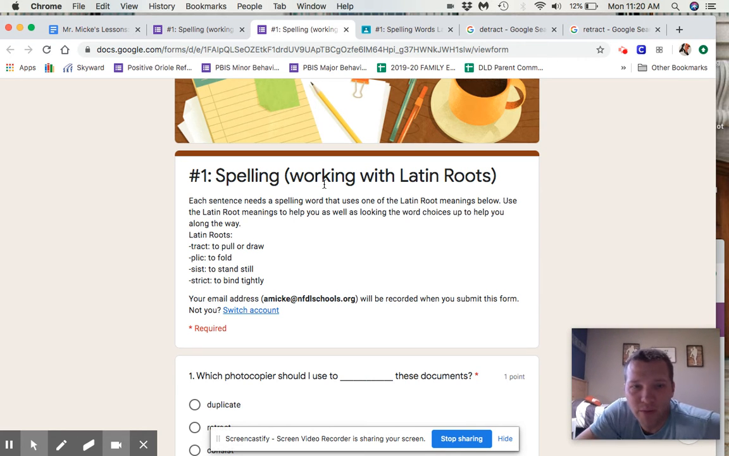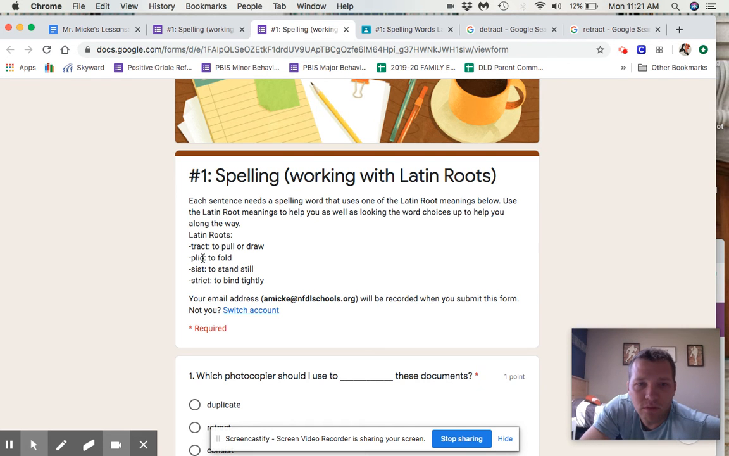It's working with Latin roots, okay? All of the words that we're going to be working with are going to have one of these roots in there. Notice it has the root and the definition. Let's just take tract, for example. Tract means to pull or draw. So think about words with tract. I think of subtract. You're pulling numbers away. Attract. If you attract someone, it's almost like you're pulling them in towards you, right?